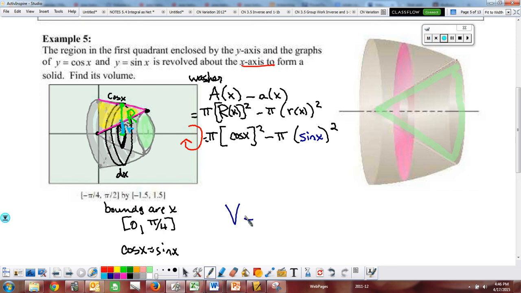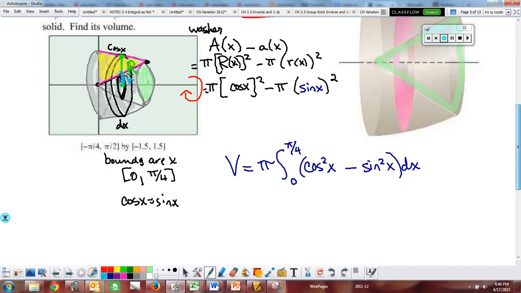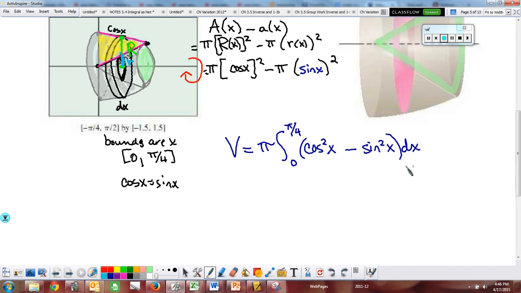Your volume is going to be the integral from 0 to pi over 4. We know we're doing washer. We pull the pi out. We take the big radius, square it, and take the little radius and square it, and we put in our dx. And again, I will leave this for you to wrap up and do on your own and check your answer with the key.